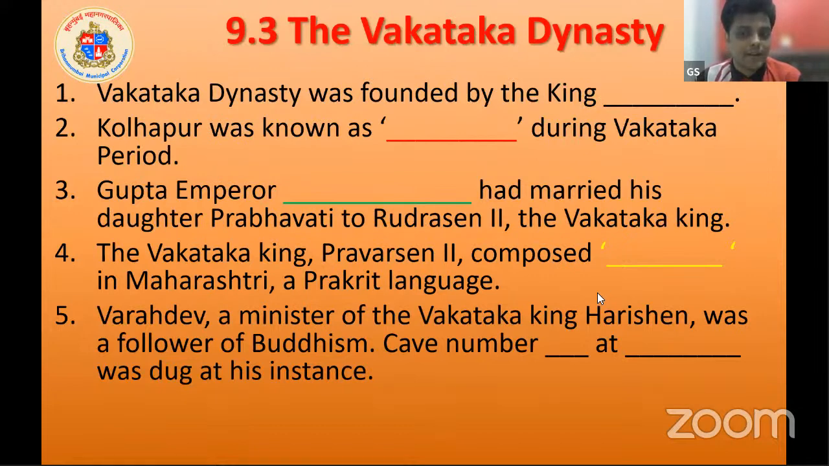Okay, emperor. What is the name of the Gupta emperor? What is the answer? Chandragupta II. Very good, correct. Chandragupta II made the diplomatic good relations with the Vakataka king. You are right.